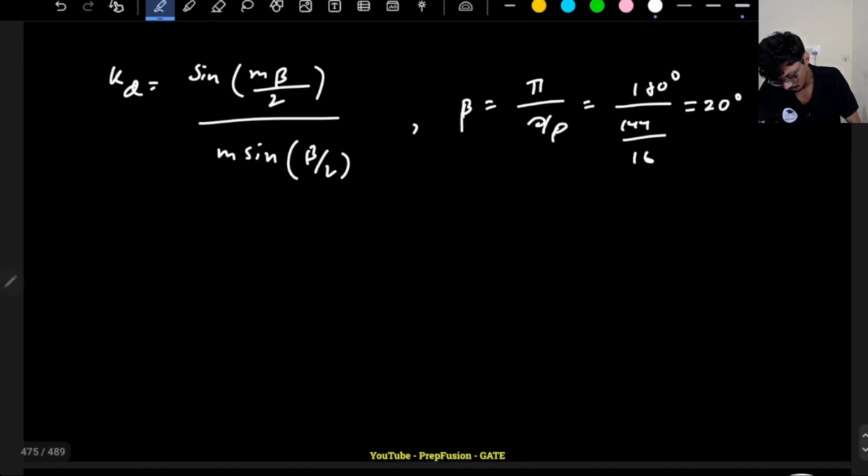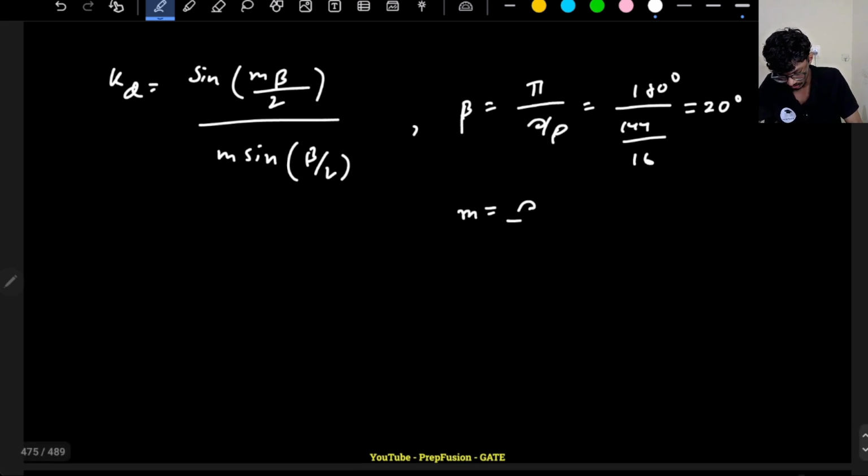Okay, it is 20 degrees. So now, what will be m? M will be equal to the number of slots per pole per phase. So this is already 144 divided by 16, which is 9, divided by 3, so this will be 3 only. M will be equal to 3. As m is 3, of course it will be a distributed winding, right?